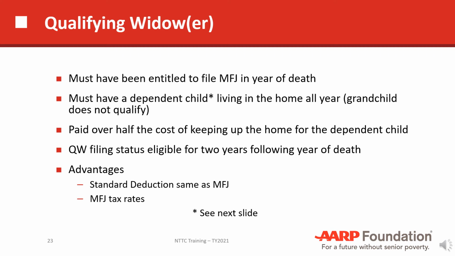And this filing status is eligible for 2 years after, and the advantages are that there's a standard deduction the same as married filing jointly. So this is a very good standard deduction for a person who is essentially only filing a tax return for themselves because their spouse has passed away. They still get the full married filing jointly standard deduction. So it puts them in a good position for a couple of years. And they also pay married filing jointly tax rates as well.